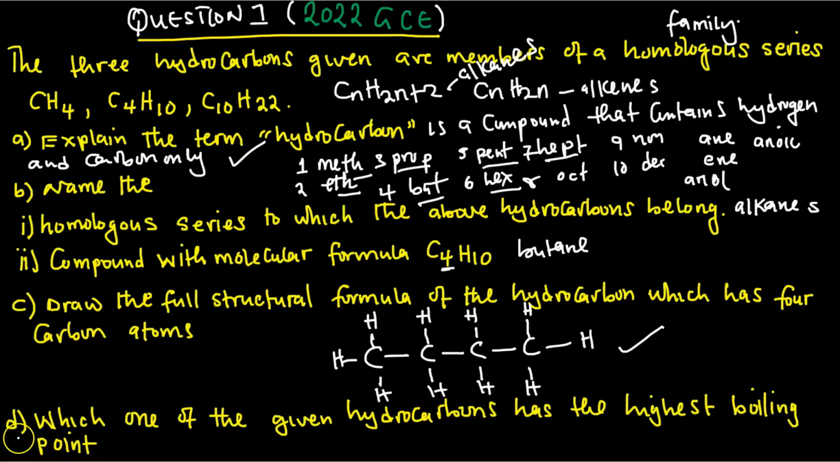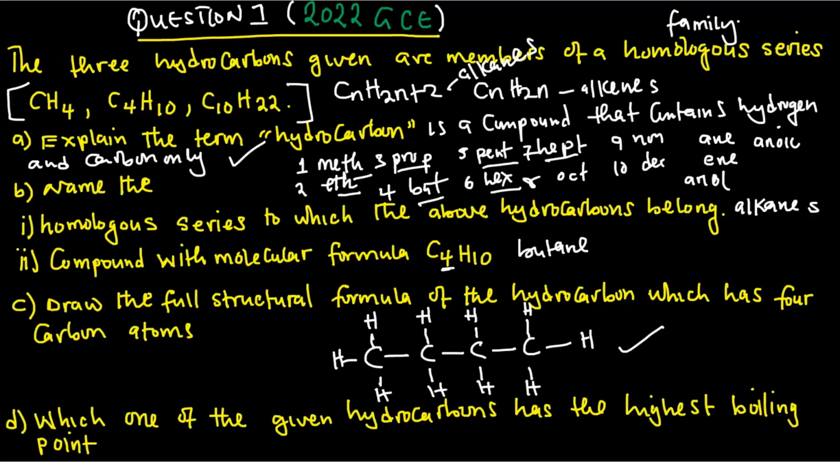Then the D question is: which of the given hydrocarbons has the highest boiling point? Remember, we are still answering question 1. They are asking us, of these 3, which has the highest boiling point? Now, listen. In terms of hydrocarbons, as the number of carbon increases, the boiling point, the melting point, the density, all that increases.